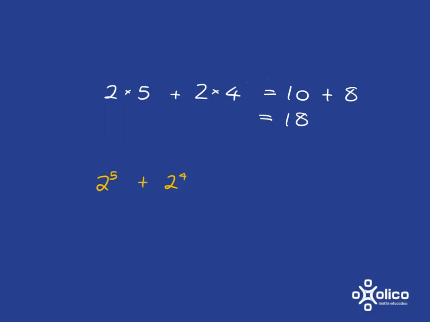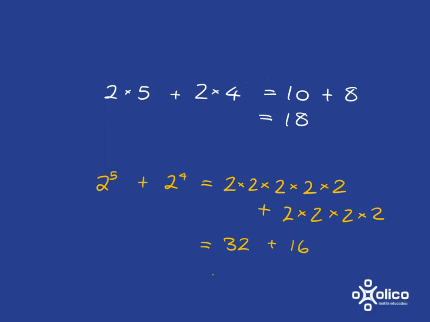In contrast, over here, I have 2 to the power of 5, so what does that mean? That means that I have got 2 times 2 times 2 times 2 times 2, and then I add to it 2 to the power of 4. That's 2 times 2 times 2 times 2. So 2 to the power of 5, 2 times 2 times 2 times 2 times 2, that's 32. 2 to the power of 4 is 2 times 2 times 2 times 2, which is 16. So what I have here is 16 plus 32, which is 48.